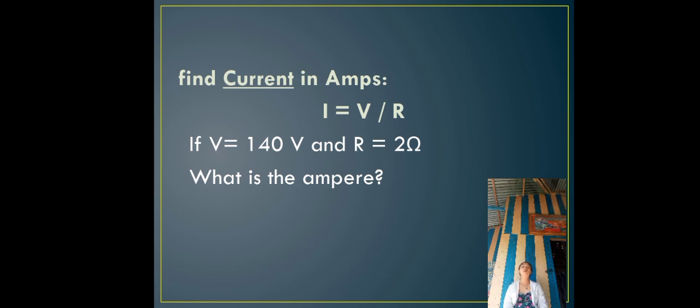For you to fully understand, let's have the last example. If voltage is 140 and resistance is 2 ohms, what is the ampere? So now, let's divide the voltage, which is 140, by resistance, which is 2 ohms. The answer is what? It is 70 amperes.